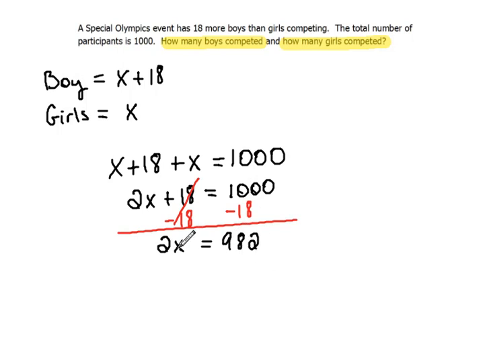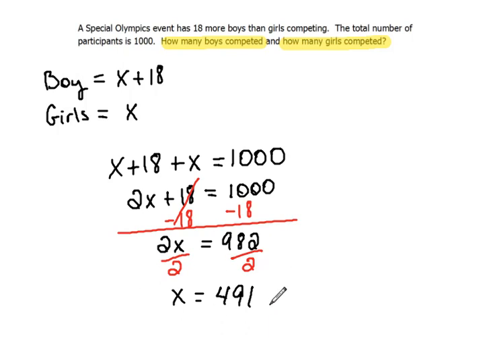Now, we don't want 2x, we just want x. So to get rid of this 2, we have to do the opposite. Instead of multiplying by 2, the opposite would be to divide by 2. So now we have x equals 982 divided by 2 would be 491. Now again, remember, you're not done.